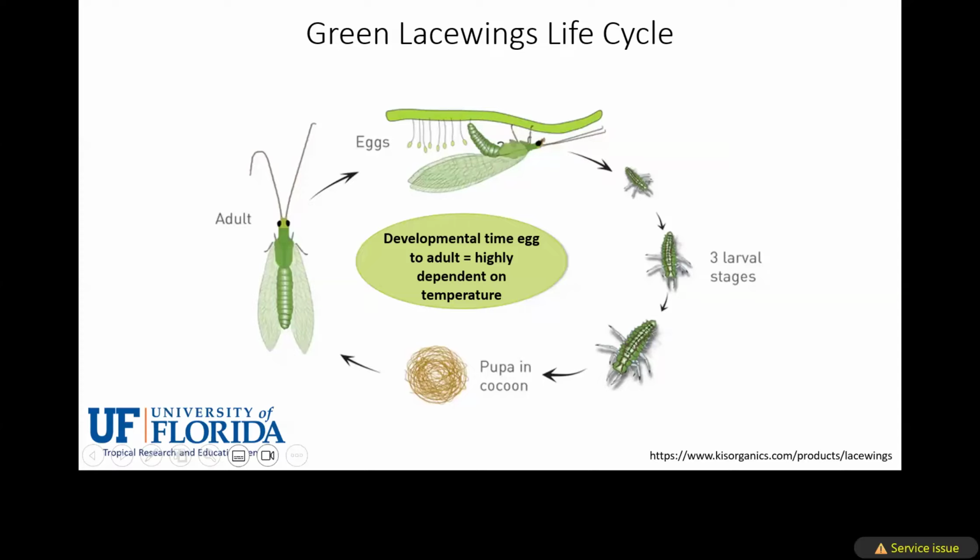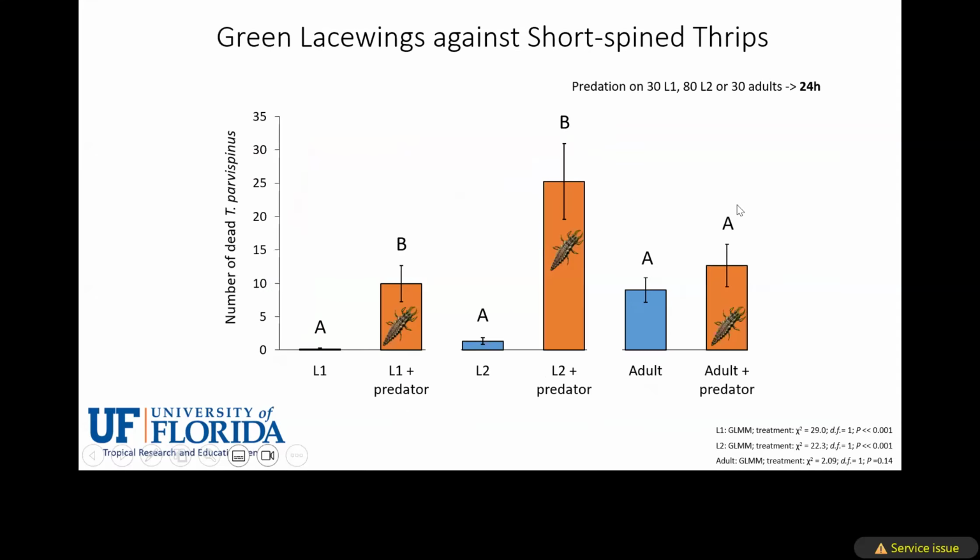In this case, it's also important to note that they are highly dependent on temperature to complete their life cycle. So the green lacewings also showed that they are highly voracious against the short spine thrips. We can see here that they also didn't like to prey on adults too much.